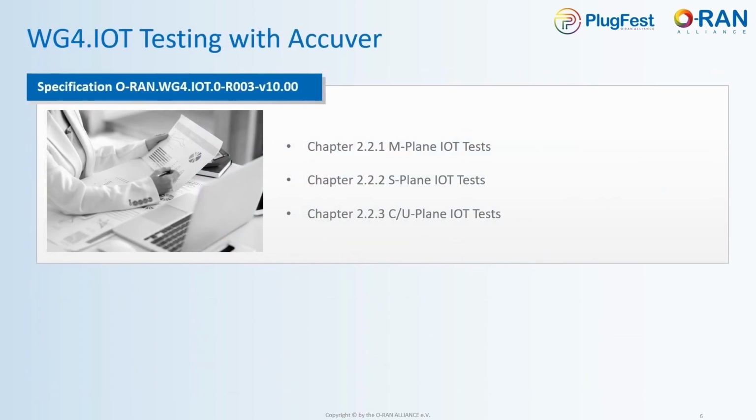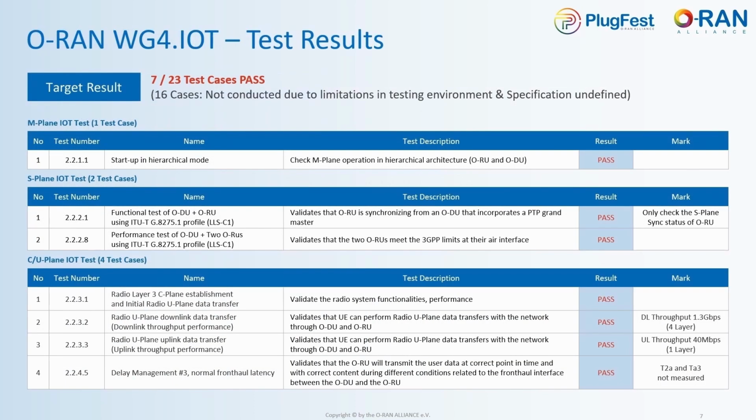In this PlugFest, we conducted the Working Group 4 IoT test. The version of the standard referred to is version 10. Let me explain the test results of MCSU planes in the next slides. As you know, Working Group 4 IoT has 23 test items. Out of 23 items, we conducted a test on 7 items, 1 for M-plane, 2 for S-plane, and 4 for CU-plane, and all 7 items passed, as you can see in the table.